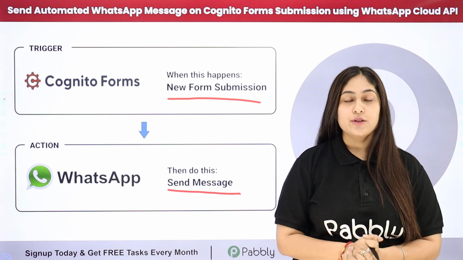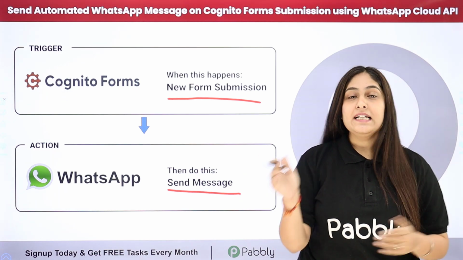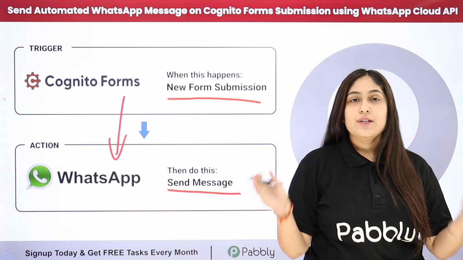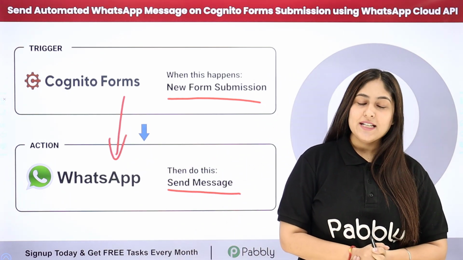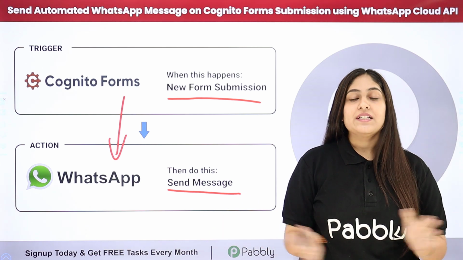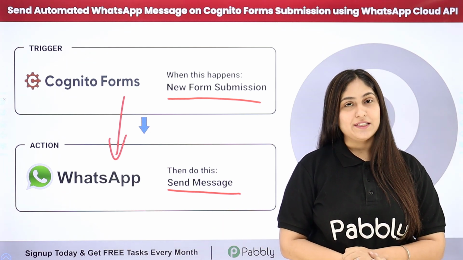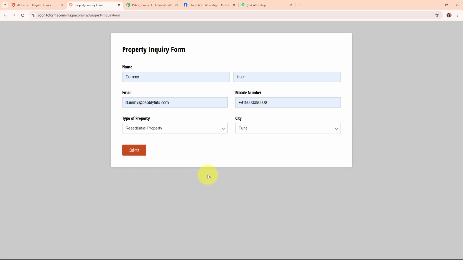So to automate the entire process, I need to connect my Cognito Forms with my WhatsApp Cloud API account using an automation software named Pabbly Connect. To see the working of this automation and to learn this process step by step, let me take you to my screen. Welcome to my screen.